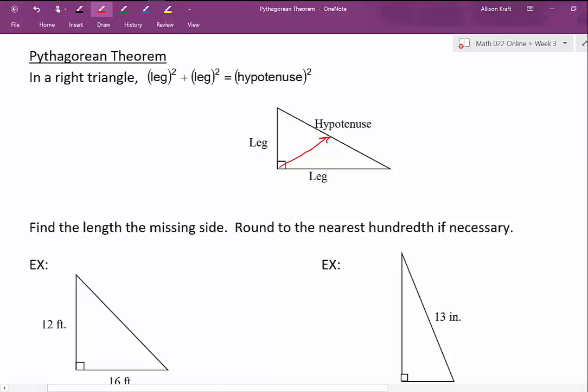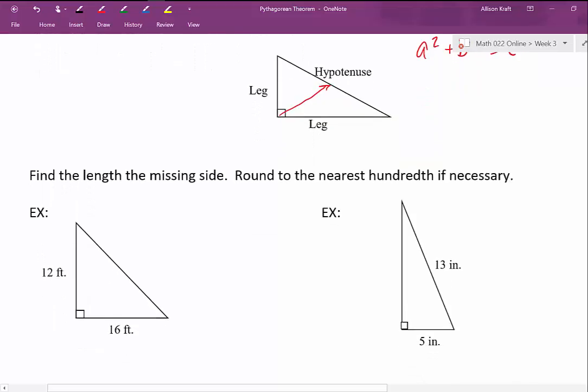Some people teach the Pythagorean theorem as a squared plus b squared equals c squared. I don't like this way of remembering the Pythagorean theorem. It doesn't tell me that people really understand what the variables a, b, and c represent. So I encourage you to remember it: leg squared plus leg squared equals hypotenuse squared.